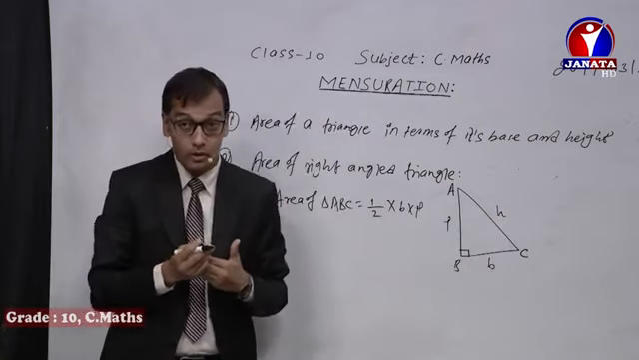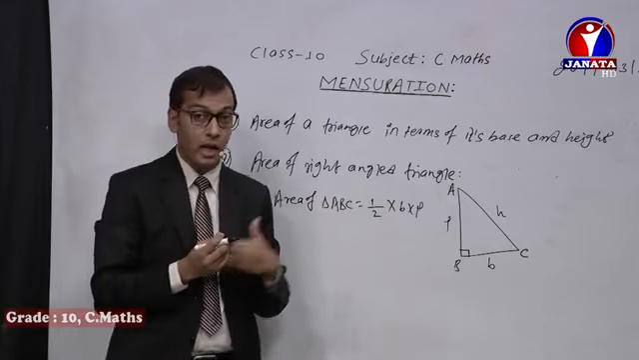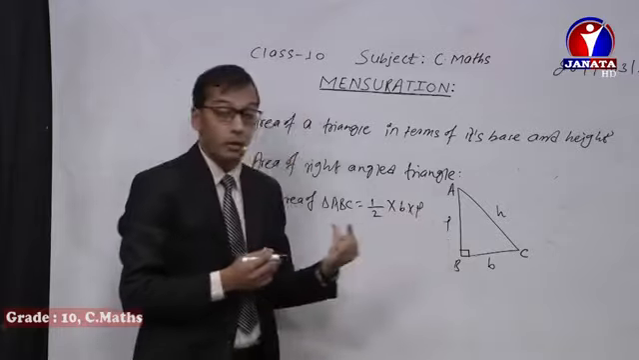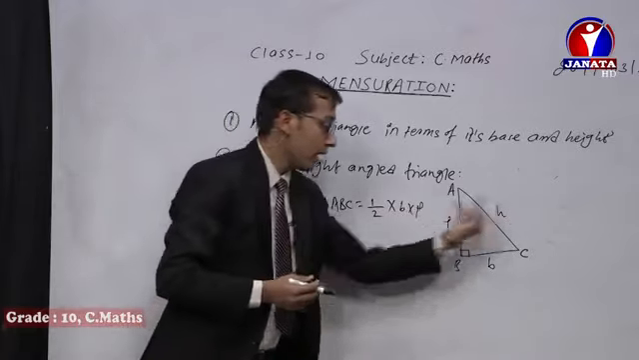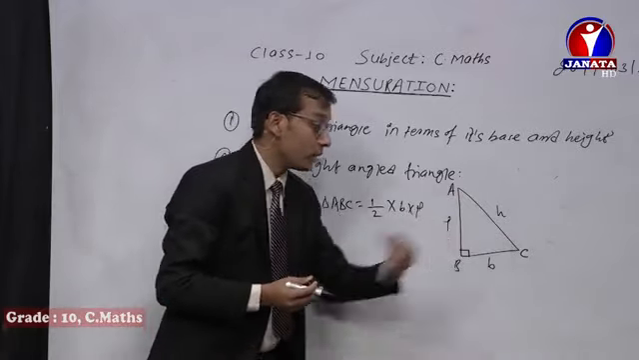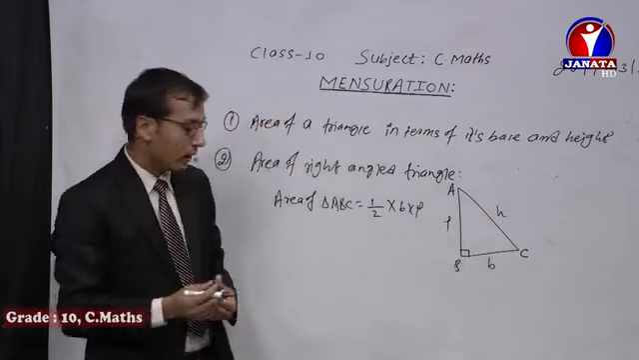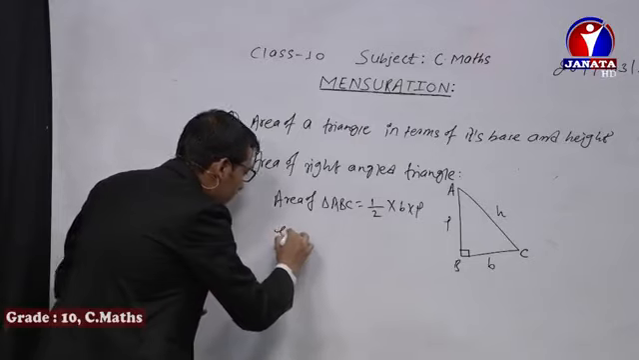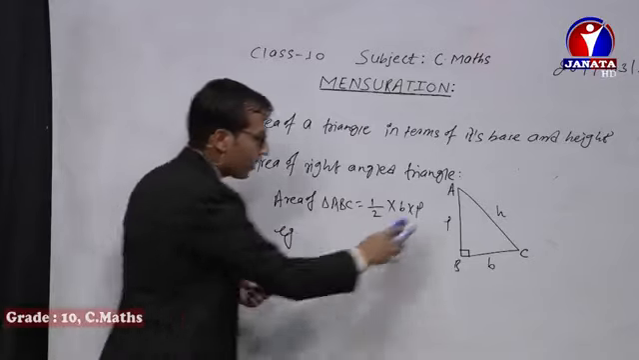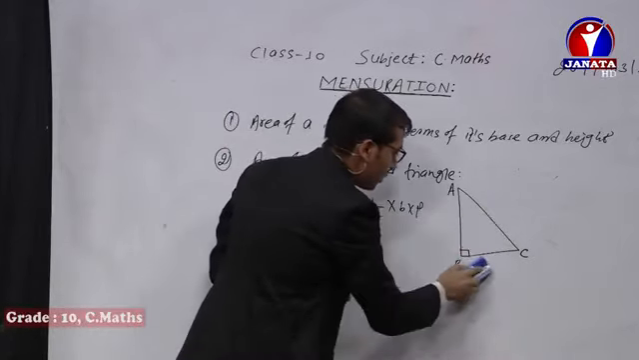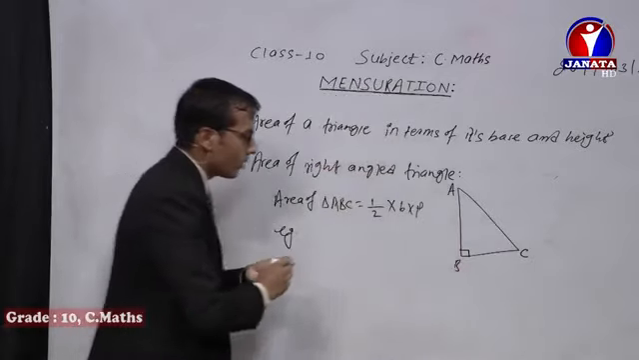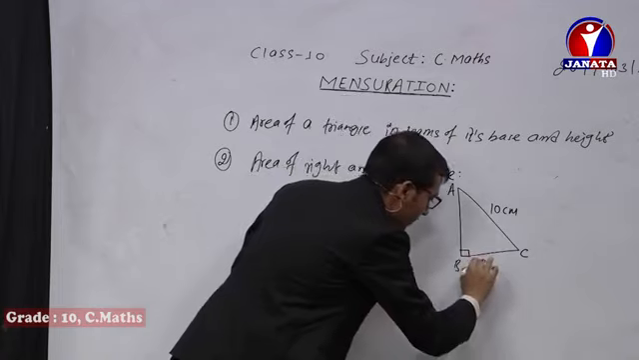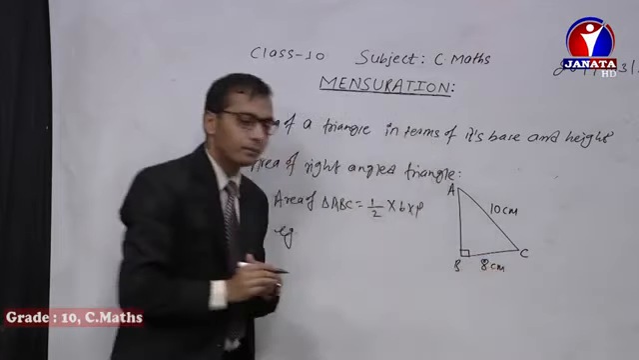Let's not get confused about what is height and what is the hypotenuse here. That's why I'm writing perpendicular P instead of H, because H represents the hypotenuse in a right angle triangle. So now we can take an example. Suppose we are given two sides of a triangle: AC is 10 centimeter and BC is 8 centimeter.